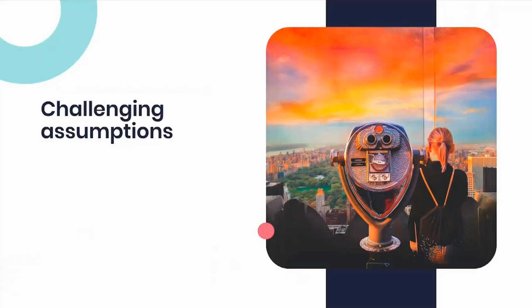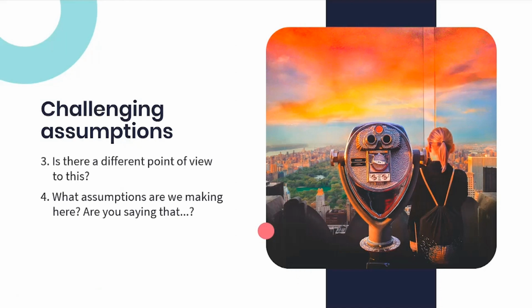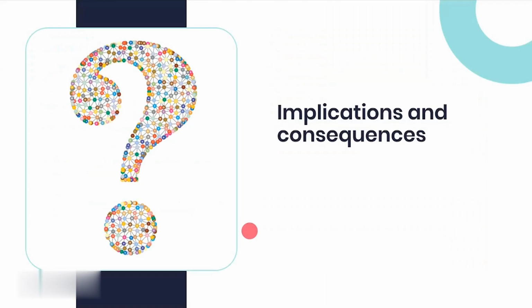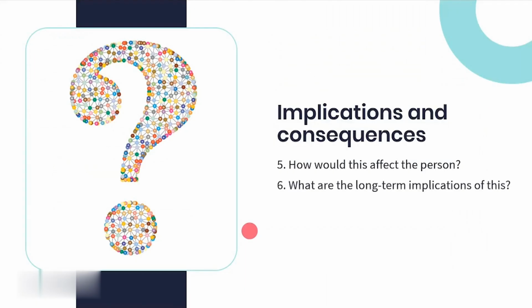Questions 3 and 4 are about challenging assumptions, with question 3 asking whether there is a different point of view, and question 4 asking about the assumptions that are being made and asking the person to elaborate on that point. Question 5 asks, how would this affect the other person? And question 6 asks, what are the long-term implications of this? And these question types fall under implications and consequences.